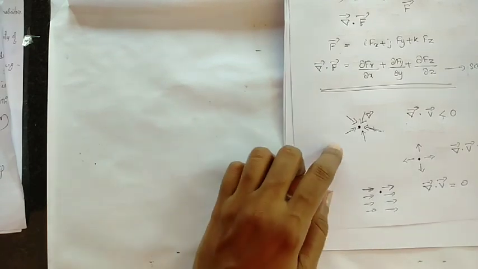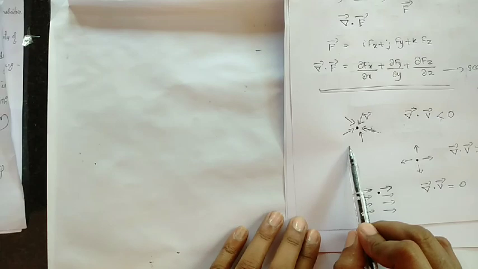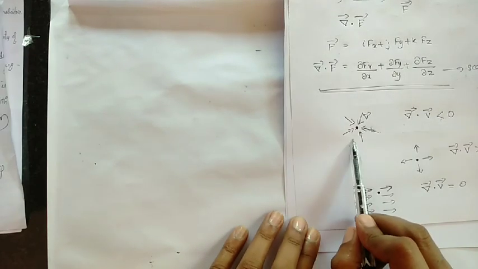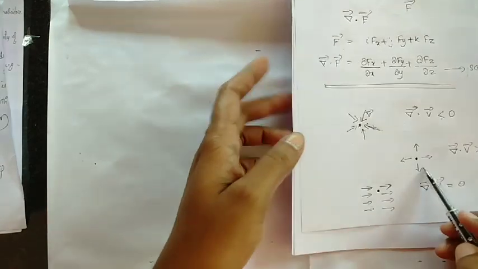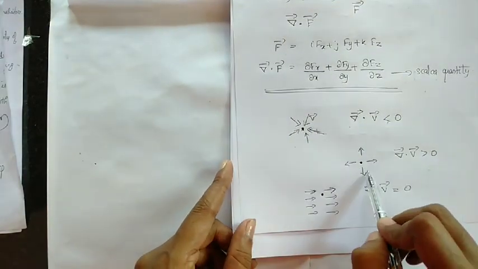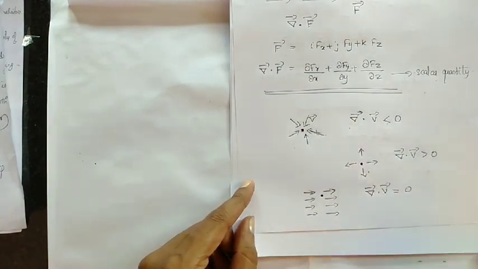Okay, so in the first case divergence was negative, so it indicates there is no outflow, only inflow. It is considered as a sink. In the second figure, divergence is positive. That means there is a net outflow. If there is net outflow, that point is considered as a source.